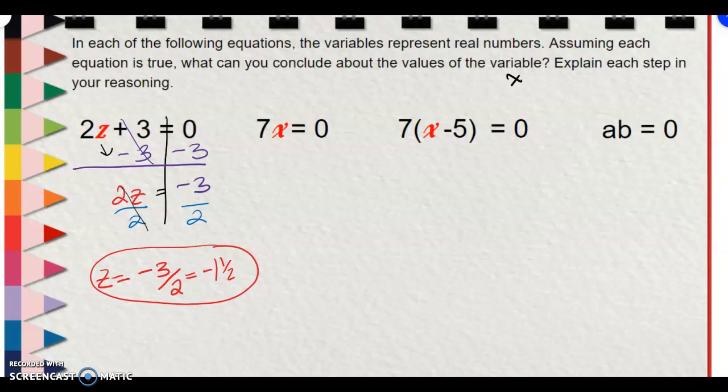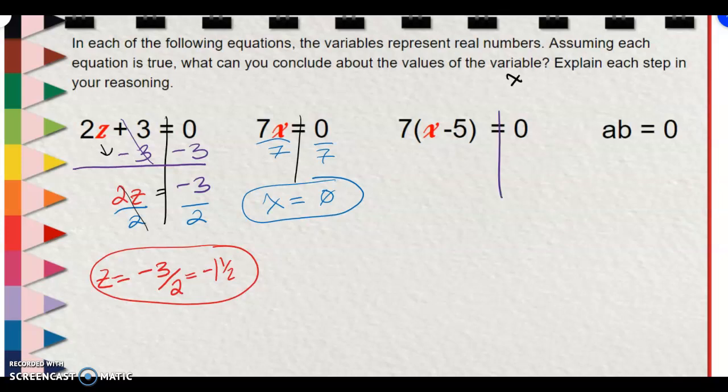So now I'm going to do the same thing with this one right here. 7z equals 0. What times 7 would give me 0? If I divide both sides by 7, I can see that z needs to be 0, because 0 times 7 would give me 0.